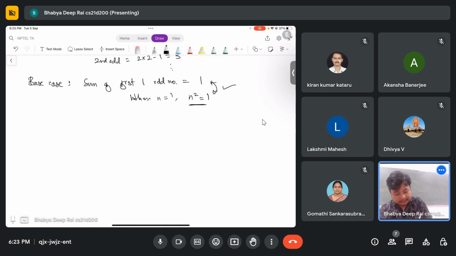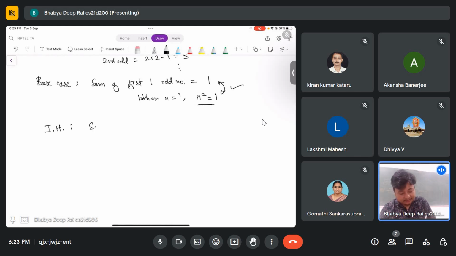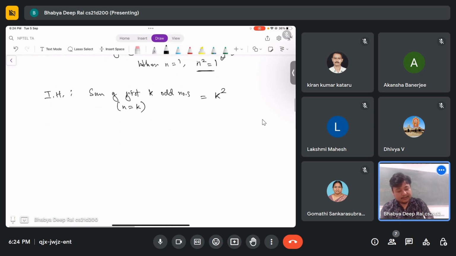Next, what we want to do is assume the inductive hypothesis. The assumption is that the sum of the first k odd numbers, where you are assuming n equals k, is equal to n square, but since n equals k, you assume it is k square. Now we need to prove the inductive step. The claim is that the sum of the first k plus 1 odd numbers equals k plus 1 whole square. This is when n equals k plus 1.